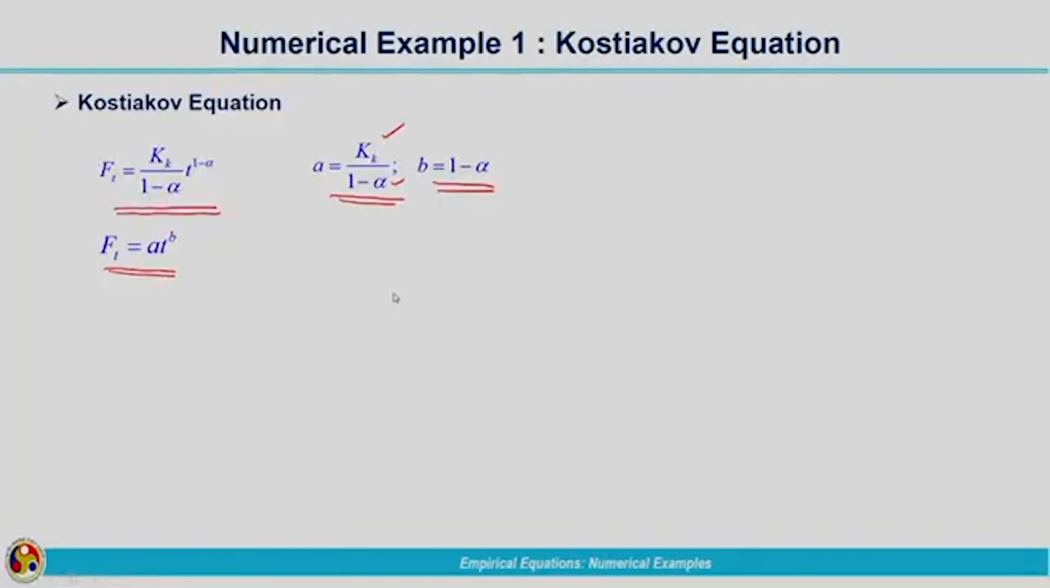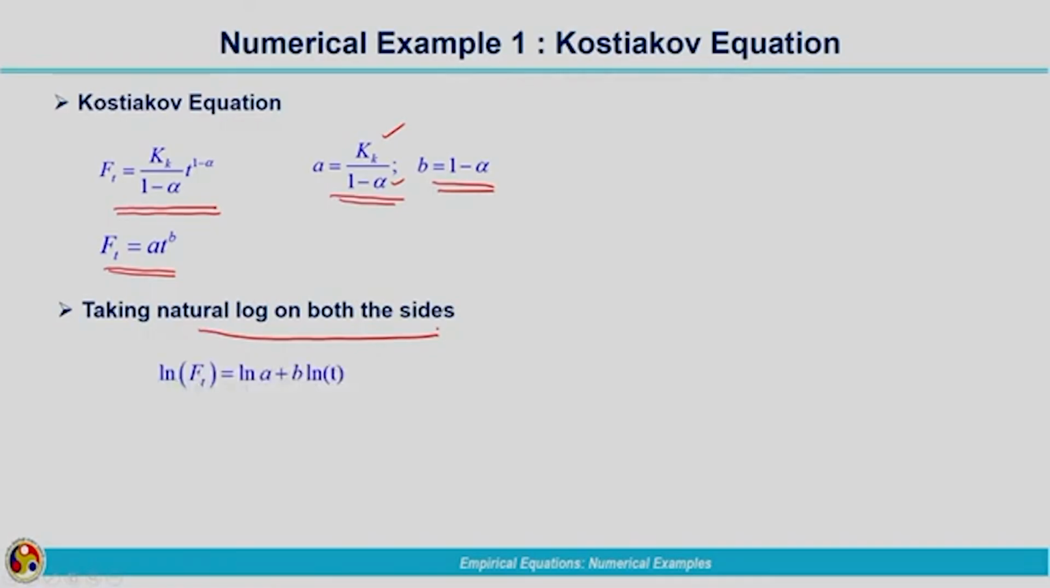What we are going to do is take the natural log on both sides of the equation. If you take the natural log on both sides, it takes the form ln f of t is equal to ln a plus b ln t. After that, we will take the natural log of the cumulative infiltration data given to us and the natural log of time. The data which is given to us will be converted into natural logarithms and we will plot the graph.